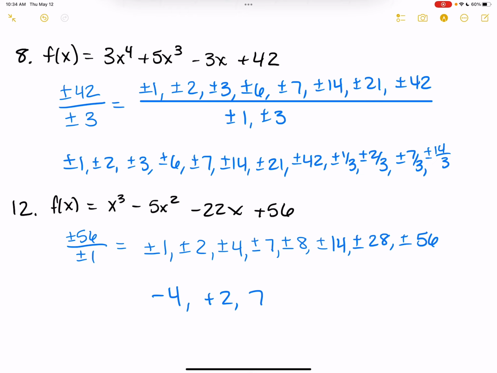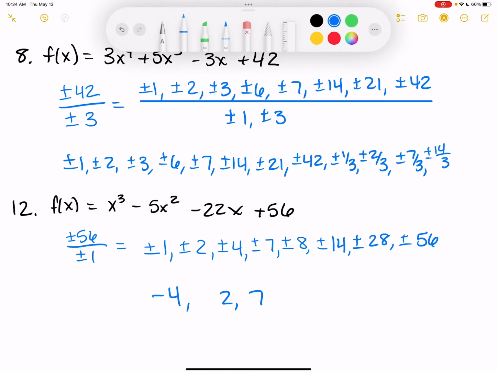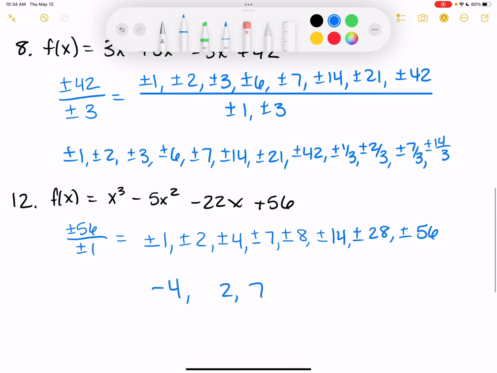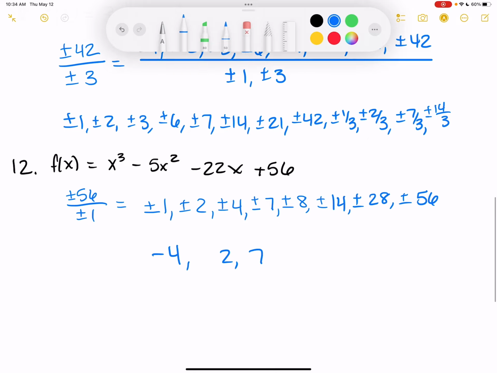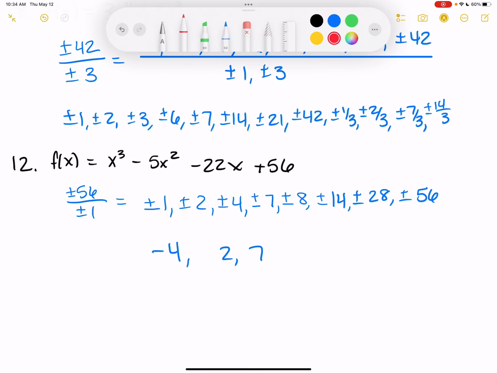All right, so these are the ones I'm going to try with synthetic. If this comes out like in the little box to be equal to 0, it's a 0. Okay, so I'm going to plug in negative 4, and I was going to say, 1, negative 5, negative 22, and 56.